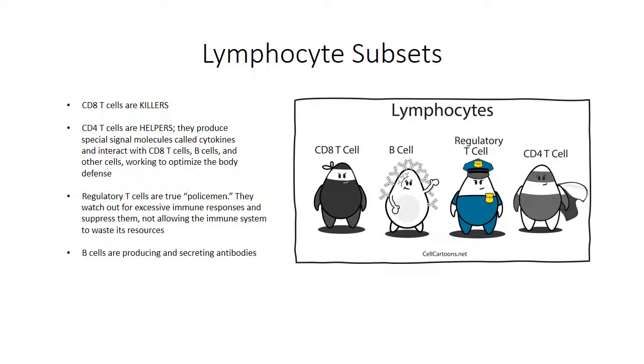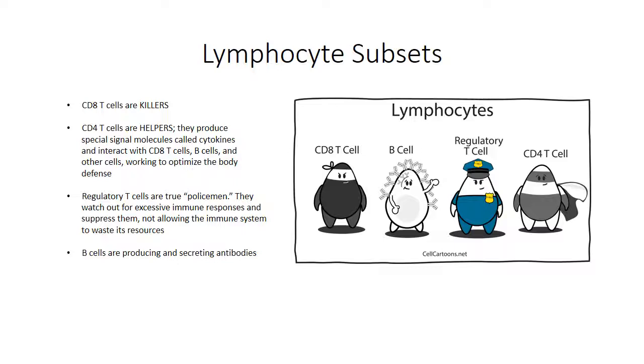They watch out for excessive immune responses. And when they see this continuing immune response that does not really serve any useful service anymore, they suppress the division of cells, they suppress the production of antibodies, they suppress production of these signaling cytokines, etc.